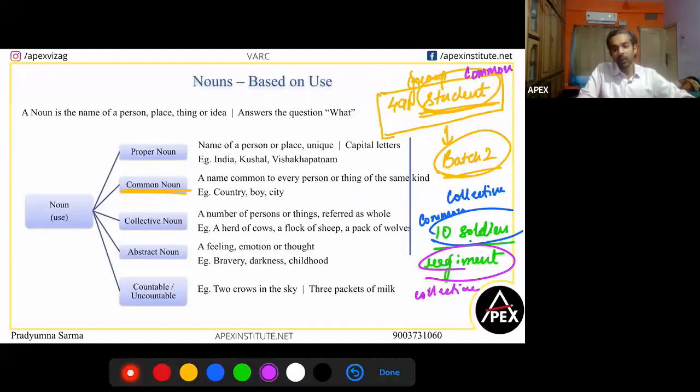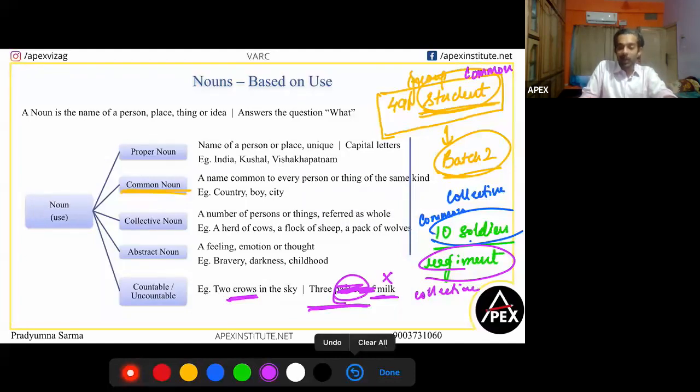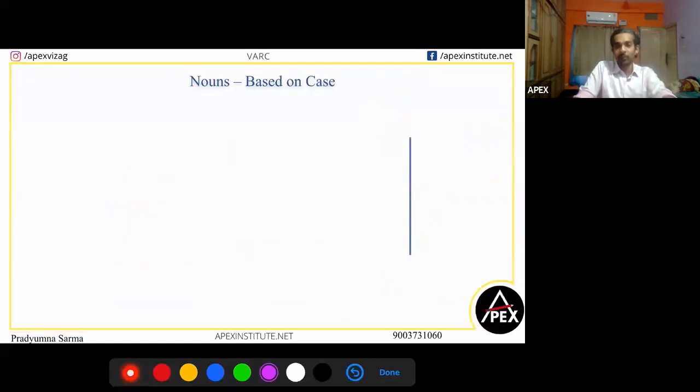Countable and uncountable nouns are nouns, or the names, that are given to objects that you can count. For example, crows. Crow is a countable noun. Whereas when I'm having milk, I can count packets of milk, but I cannot count milk itself, right? I can say, give me 3 packets, but can I say, give me 3 milk? No, that will be very absurd, right? So that's the difference between countable and uncountable nouns.